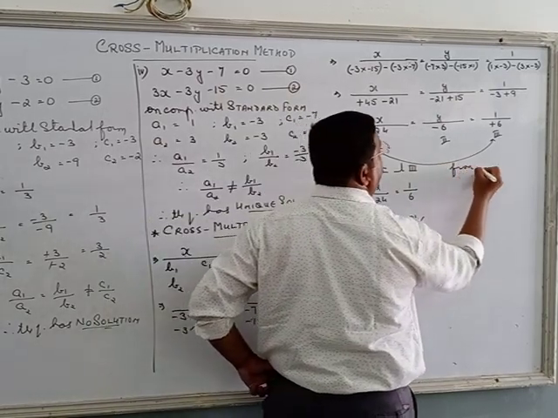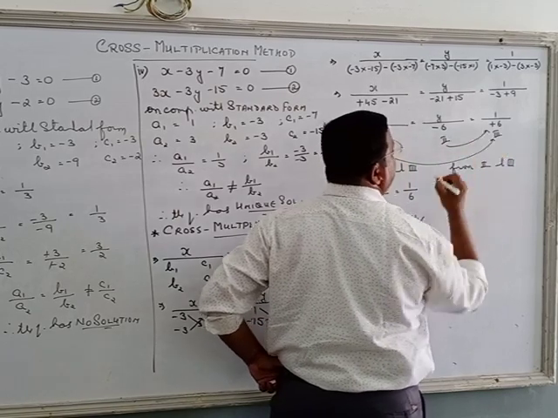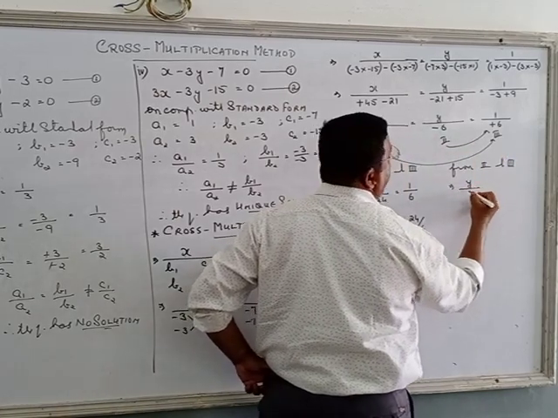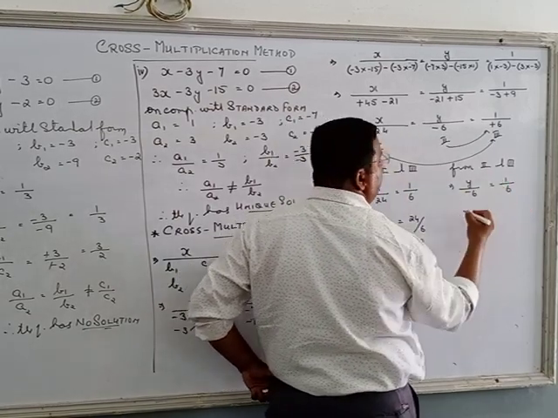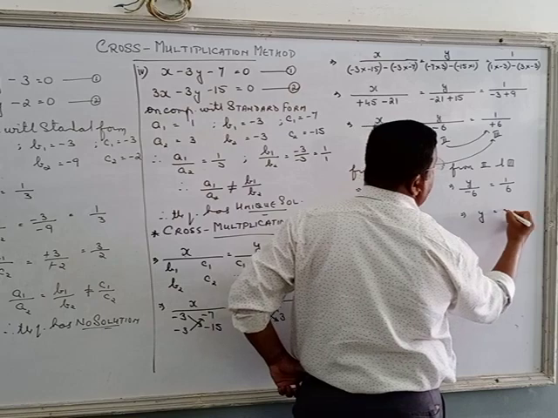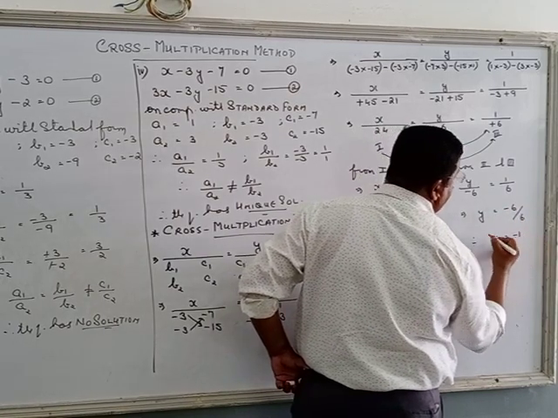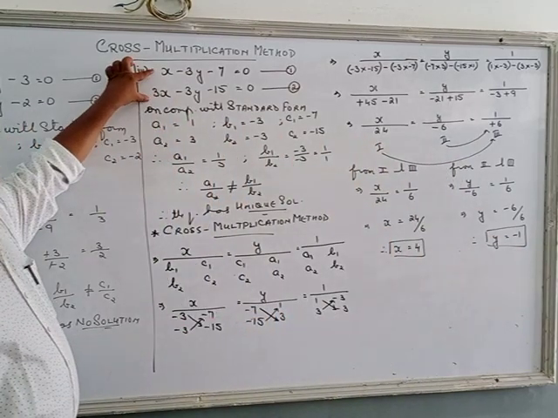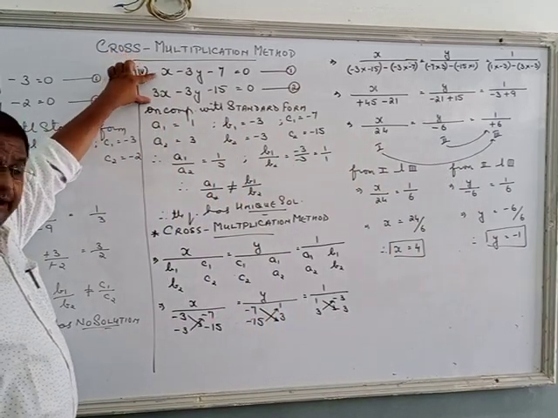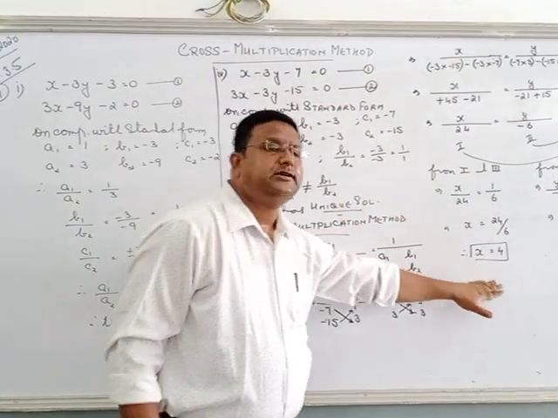From second and third. Y upon minus 6 is equal to 1 upon 6. Minus 6 is cross multiplied to 1. So y is equal to minus 6 upon 6. That is y is equal to minus 1. You can solve this equation by substitution, elimination, and now it is done by cross multiplication. You can verify the results also.